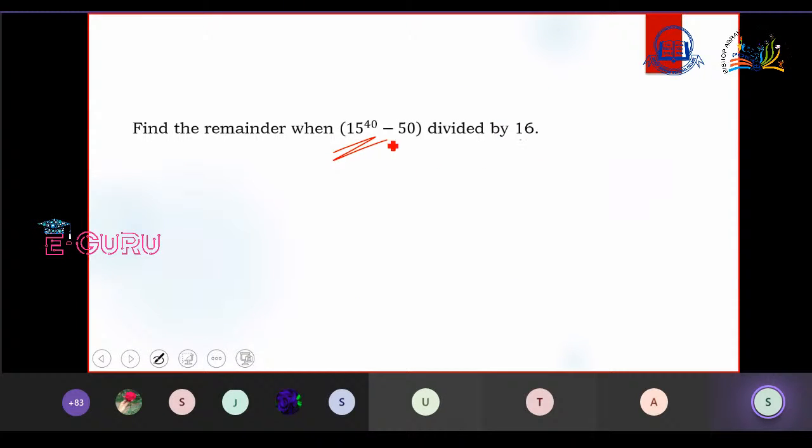One more example. 15 raised to 40 divided by 16, remainder is 1. Now 1 minus 50 means minus 49. So here comes again another issue.